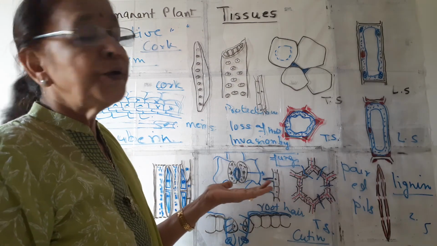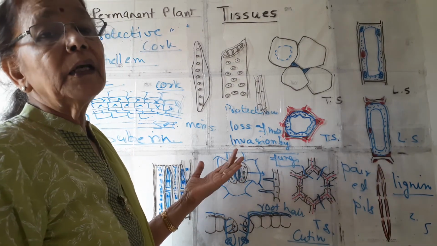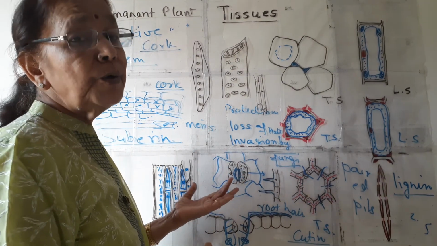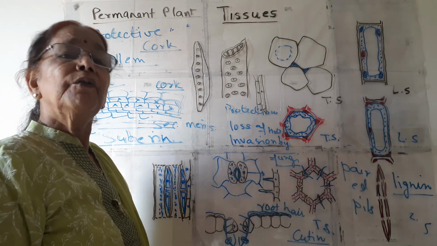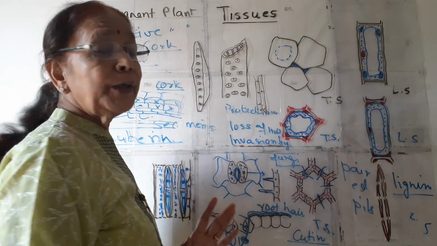In the next video, we will do the complex permanent tissue, which is xylem and phloem. This is all for today.